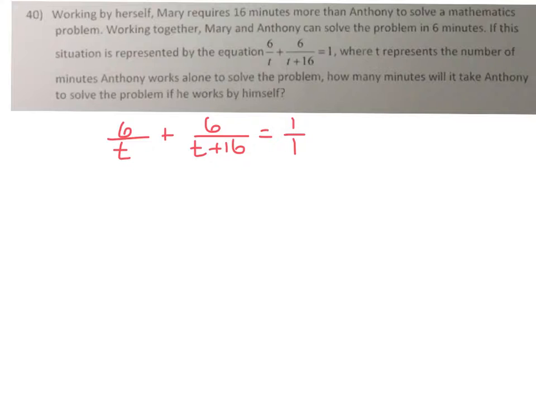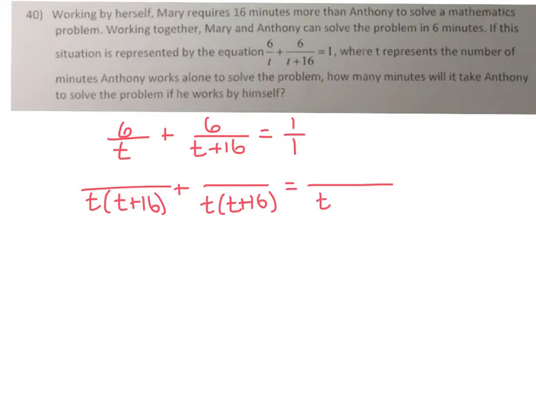So our common denominator is actually going to have to be a t times a t plus 16. We're going to have to include both of these denominators in our common denominator. So let's start by writing that. And even on the right-hand side of the equation, we need a t and a t plus 16.